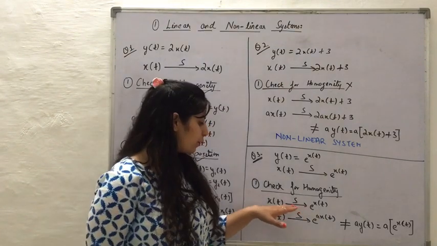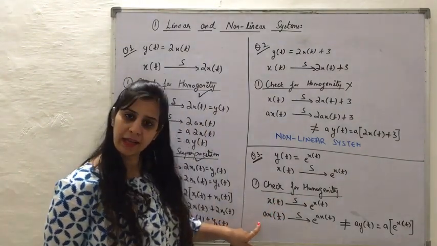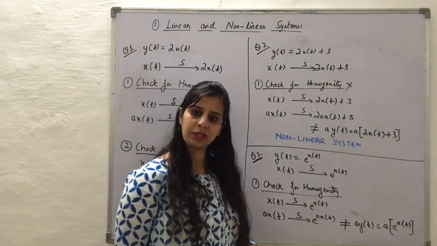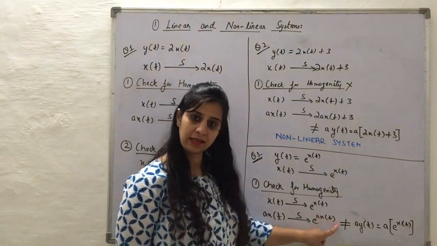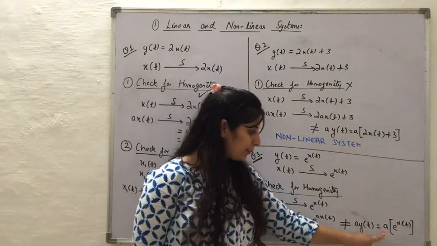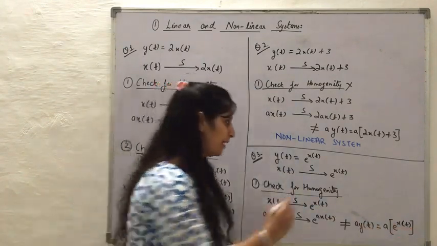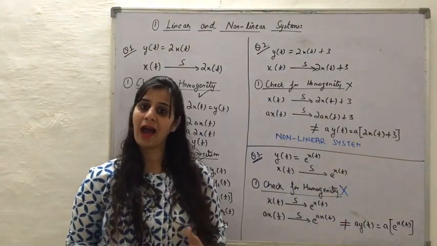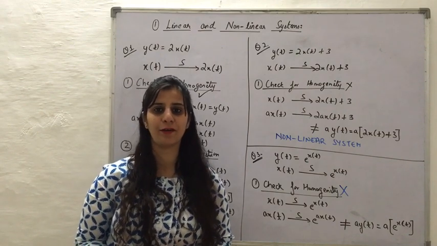Now when we are checking it for homogeneity, again what we do is we multiply x(t) with a constant a. When I pass it through the system, the place where we had x(t), now I will substitute it as ax(t). So the result that I am getting is e raised to the power ax(t). Now this is not equal to a multiplied with y(t), because a multiplied with y(t) will be of this form. Since the homogeneity principle is failing here, therefore this system will also be a non-linear system. I hope these examples are enough to explain to you how the linearity and non-linearity of a system is checked.